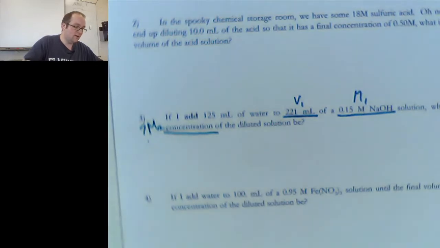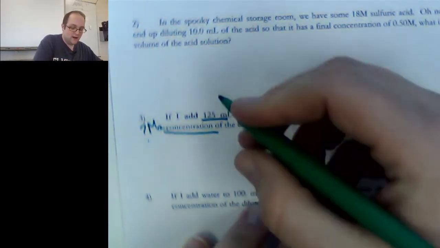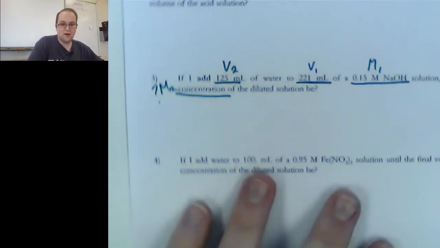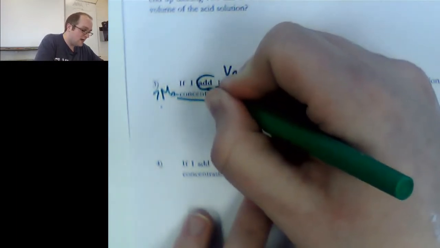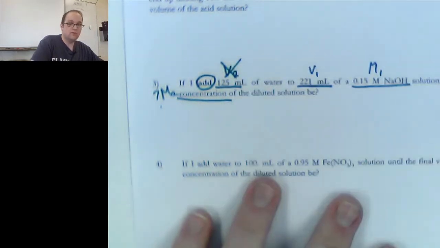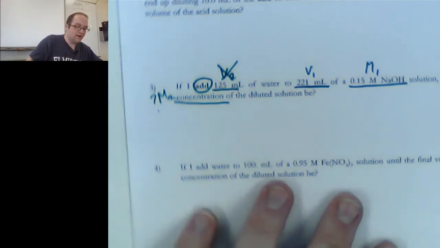And your first idea might be, hey, look, I see another volume. This is probably my V2. But you would be incorrect, because if you look closely at a problem like this one, it says that we are adding this much water. So this is not my V2. In order to find my V2, I have to think about exactly what I'm given here.